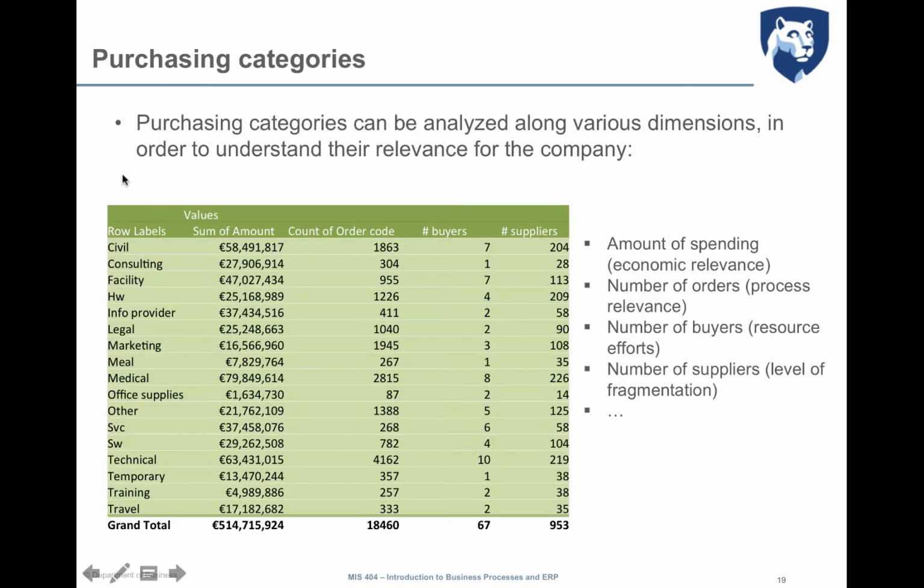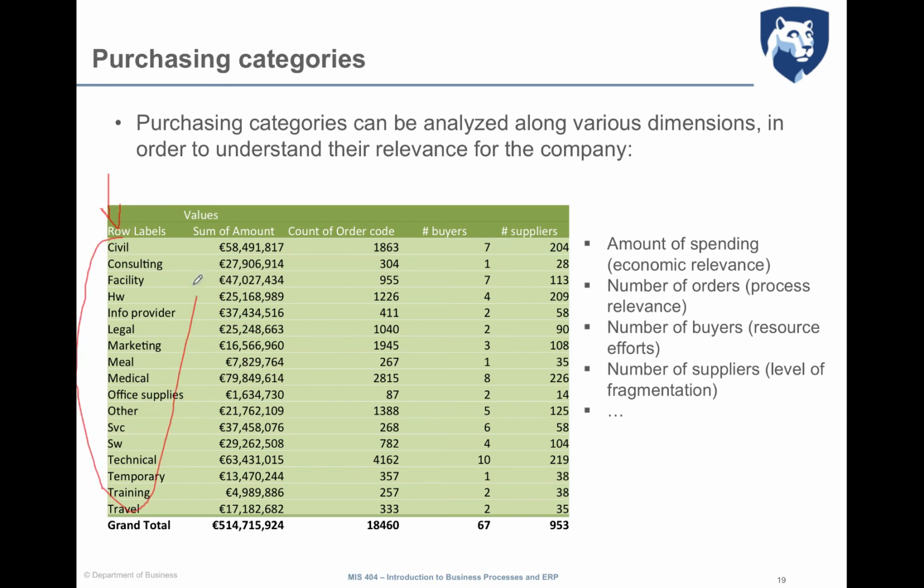Here you see another example. This is a manufacturing organization. Here there are the purchasing categories of this company, like civil goods acquisition, consulting services, facility services, hardware, info provider, legal services, marketing services, meal, like catering, dining and so on, medical services, office supply, other. So all that is not grouped in the other categories. Then we have travel, training, and stuff like this. So these are the categories of this company.